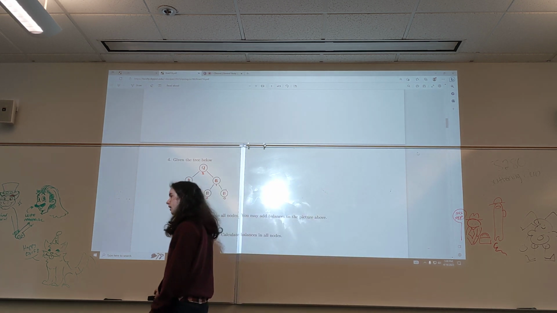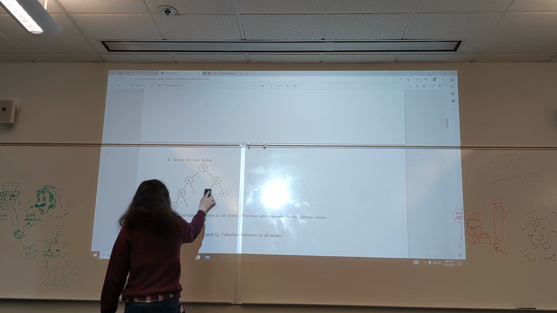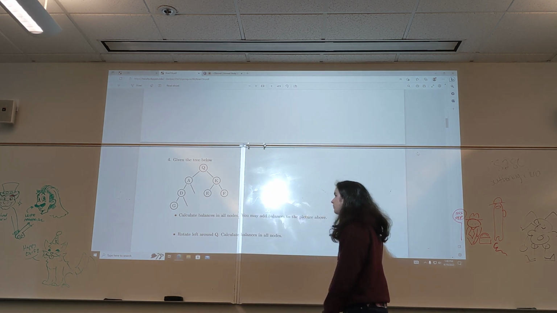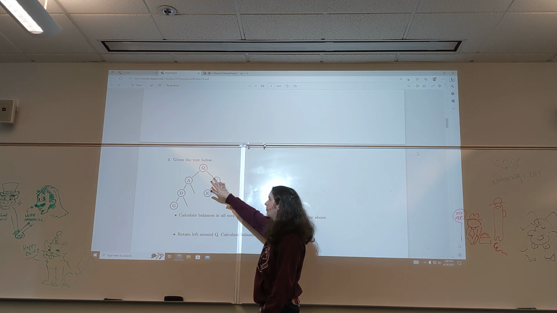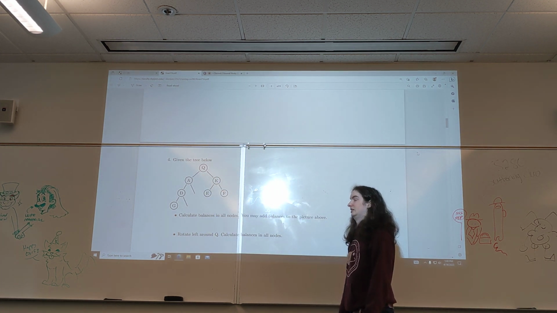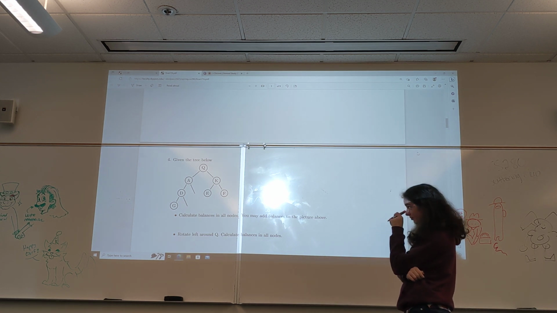Okay. Now I'm going to rotate left around Q. That's pretty easy. So that means that our new root is going to be K. Wait, is that right? Is it K or is it E? I don't remember.